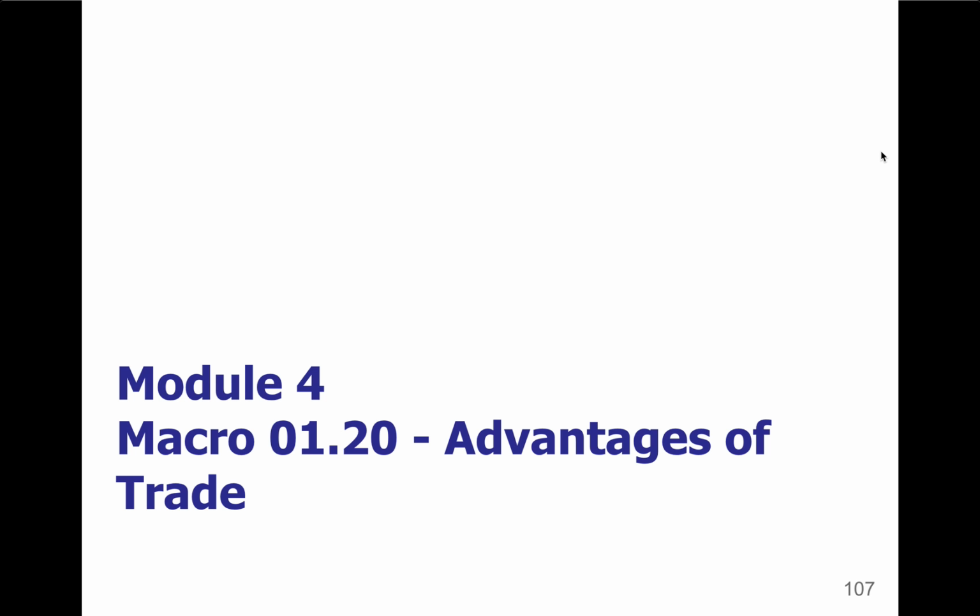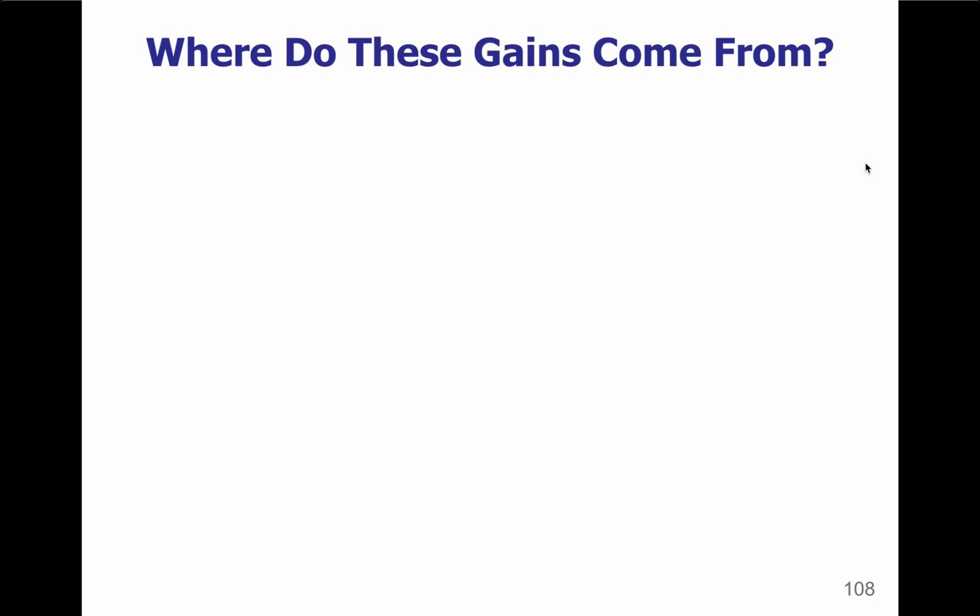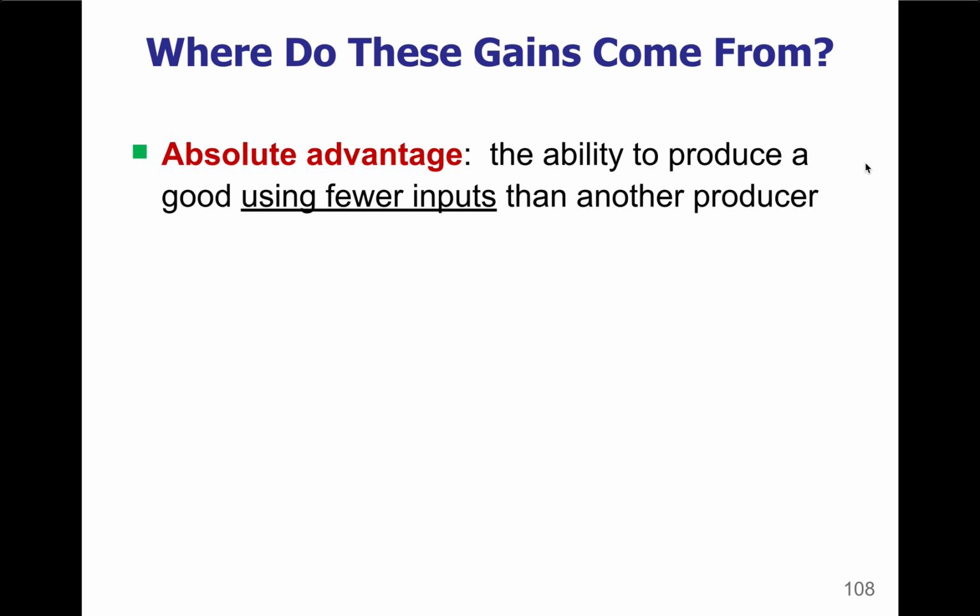And in this case, when the two countries traded, both countries ended up with both more wheat and more computers than they could have produced on their own, making this trade beneficial for both countries. So we're going to talk about various advantages when it comes to trade. And the first type of advantage we're going to talk about is absolute advantage. This is the ability to produce a good using fewer inputs than another producer.